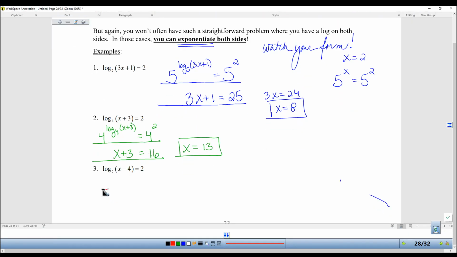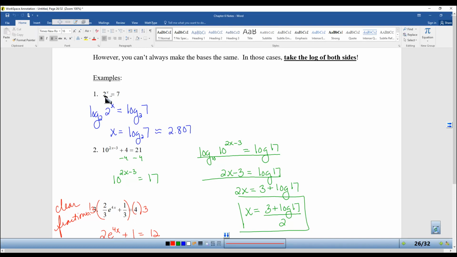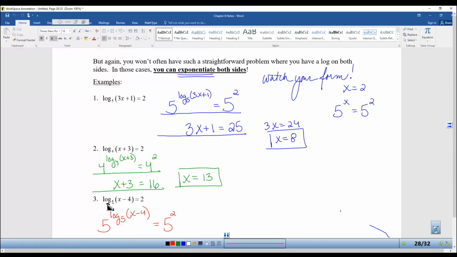Next one, 5 to the log base 5. That's how you're going to cancel out a log. So just to go back really quick, if your x is stuck in the exponent, you're going to take the log of both sides, and you're going to decide what log based on this base, because log base 2 of 2 to the x is just x. But conversely, if you're stuck with a log and you're trying to get rid of the log, then you're going to exponentiate 5 to the.